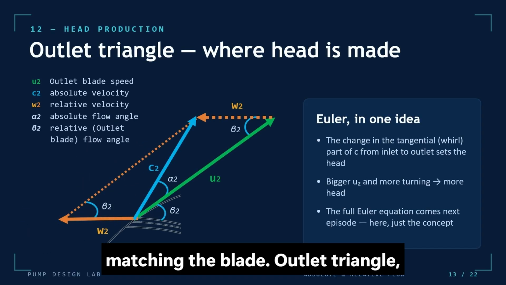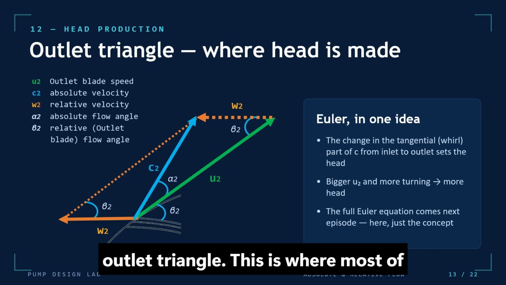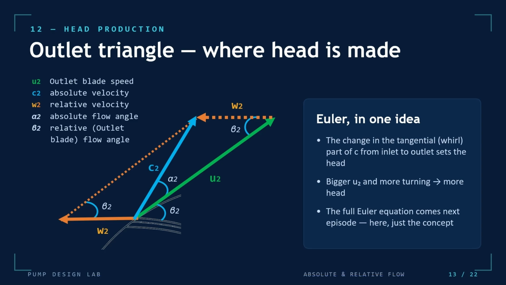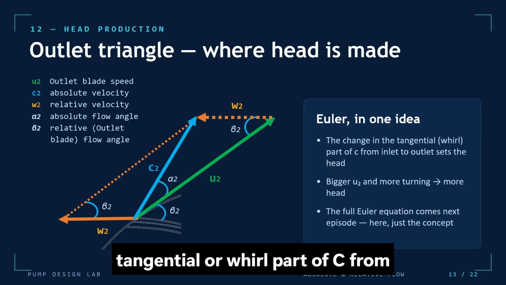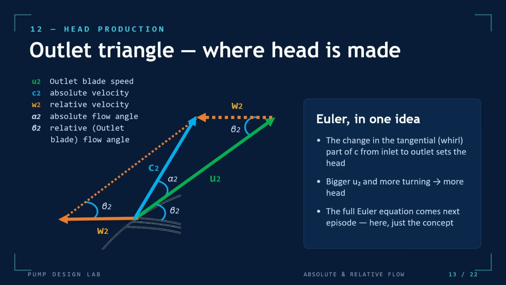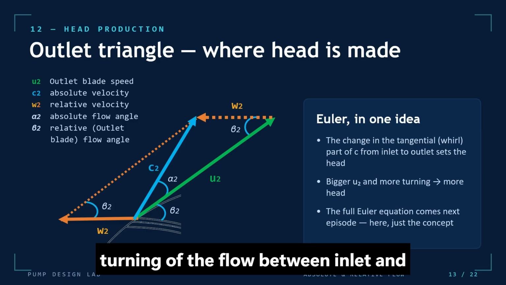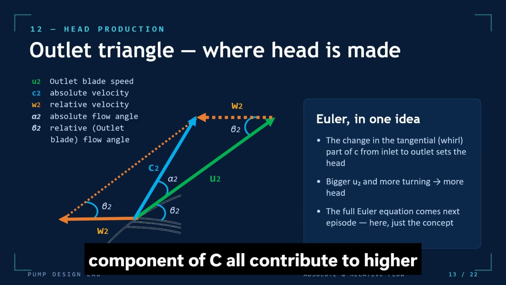Outlet triangle, where head is made. Now look again at the outlet triangle. This is where most of the head is generated. In concept, the Euler equation tells us the change in the tangential, or whirl, part of c from inlet to outlet sets the pump head. So a larger outlet blade speed u2, more turning of the flow between inlet and outlet, and a bigger change in the whirl component of c all contribute to higher head.